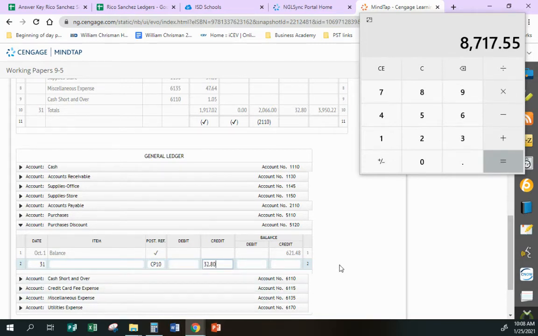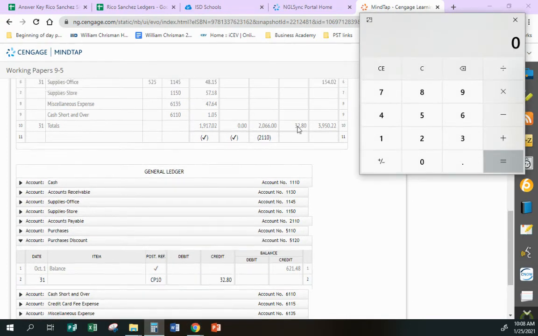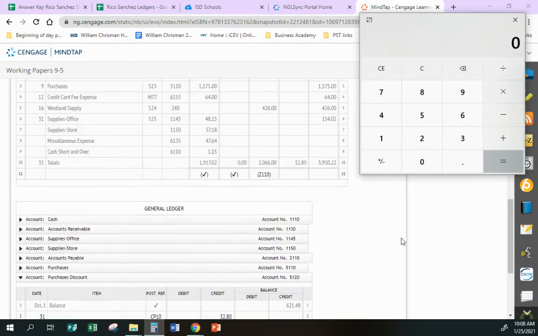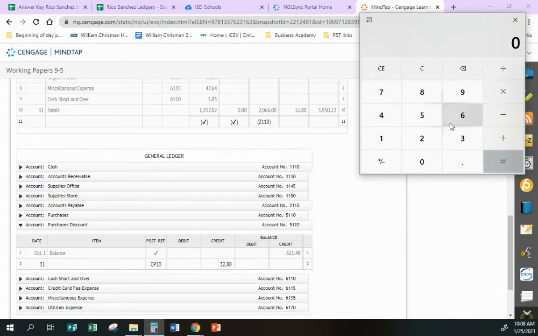$32.80. And again, I know that's a credit because the column heading up here says credit. Credit balance, credit transaction. We're going to add those together. And I'm going to take this 5120 and put it below. Very important.